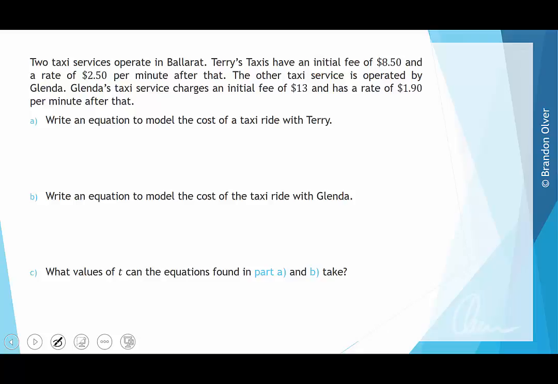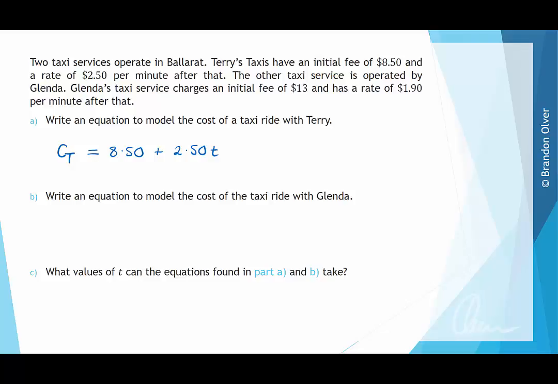For part A, we want to write an equation to model the cost of a taxi ride with Terry. So we can say that the cost of the ride is C, and I'm going to give this variable a last name by using a subscript. So that little t there is a subscript, and it stands for the cost of Terry's taxi. And it is going to be equal to the $8.50 call out, so $8.50 plus the $2.50, and we're going to times that by the variable t to take into account that per minute it costs $2.50.